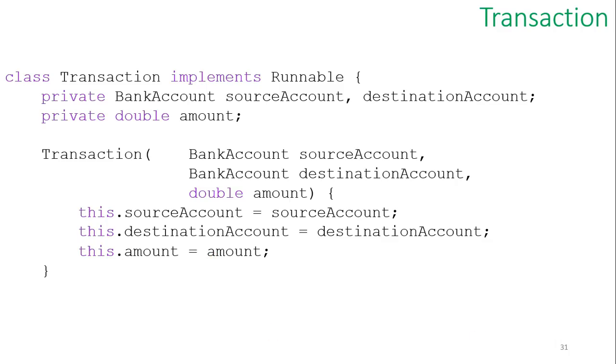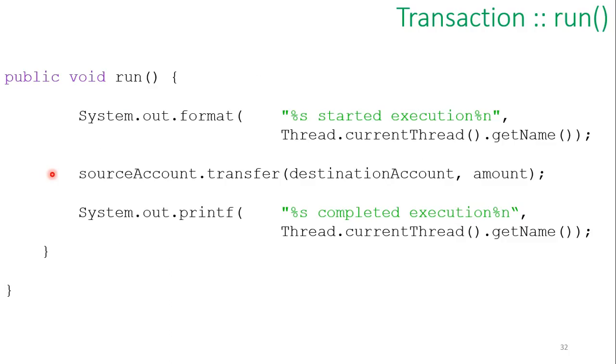And then because we implement Runnable in that class Transaction, we're going to have to define a run method. So here it comes. The run method is going to say, okay, here's the ID for my thread, I'm starting execution.